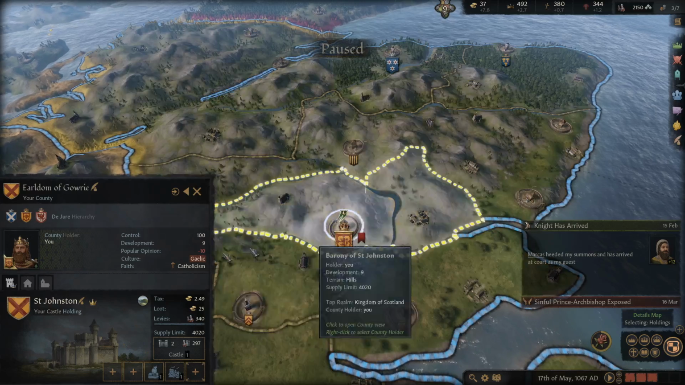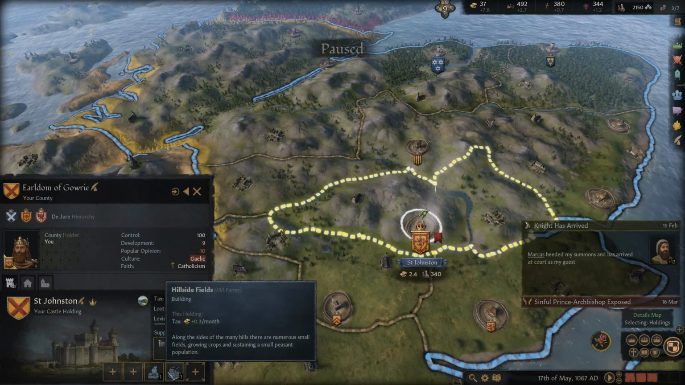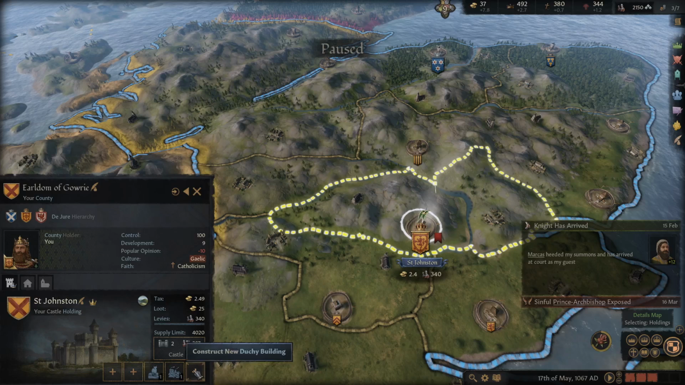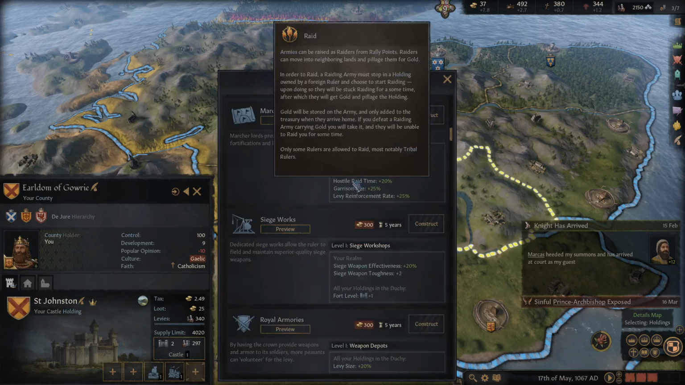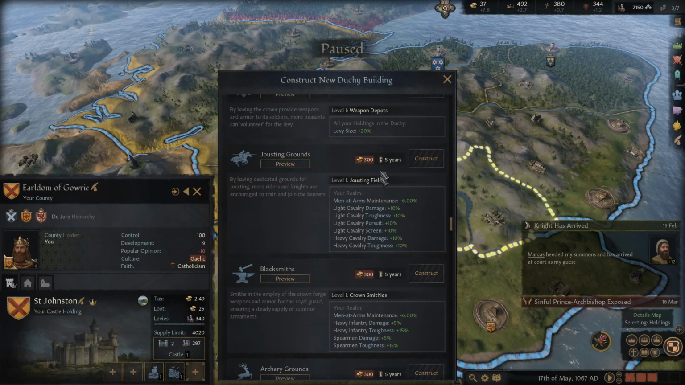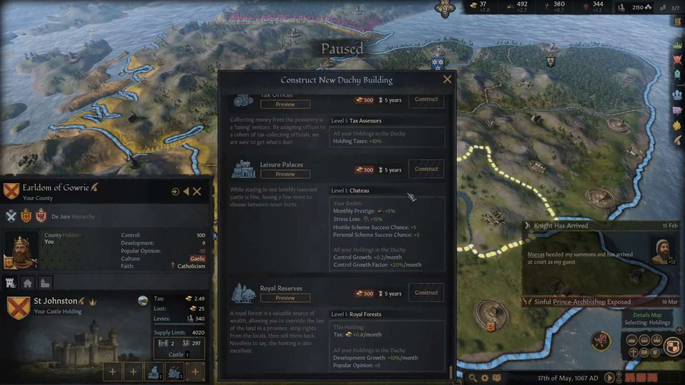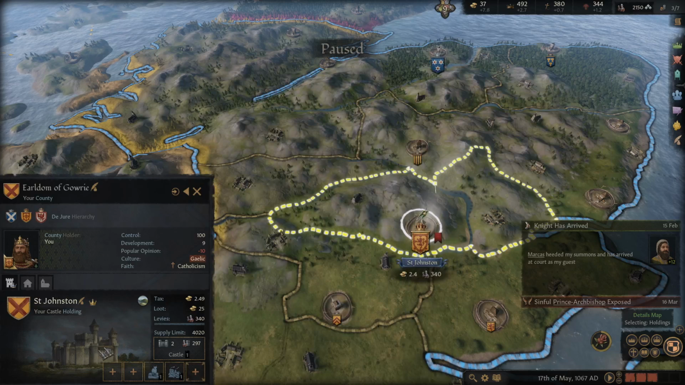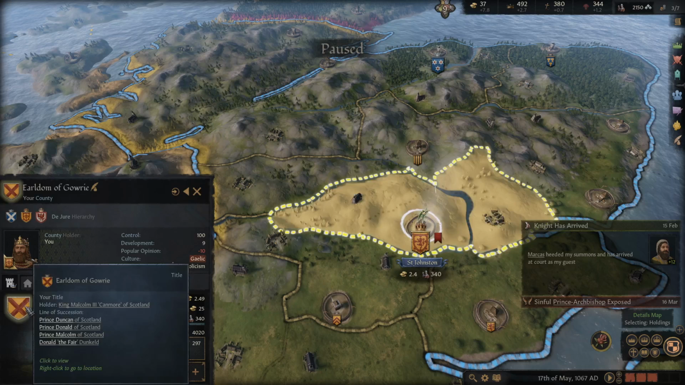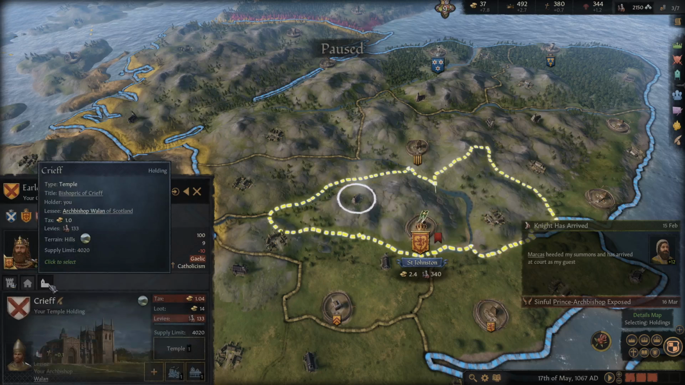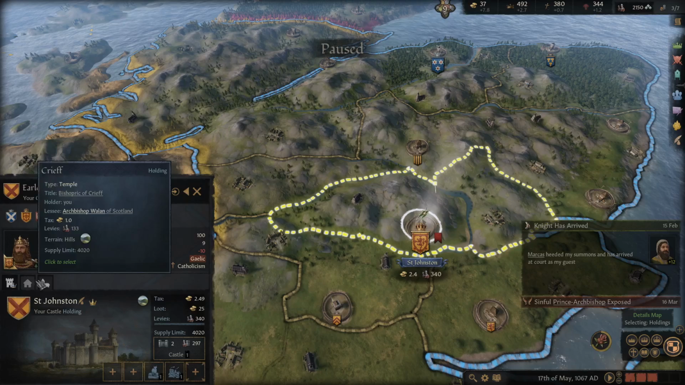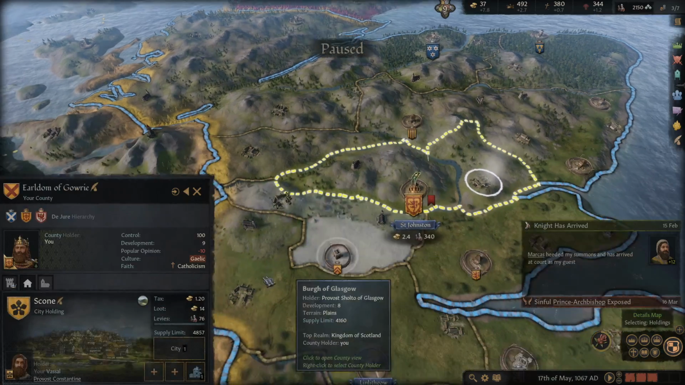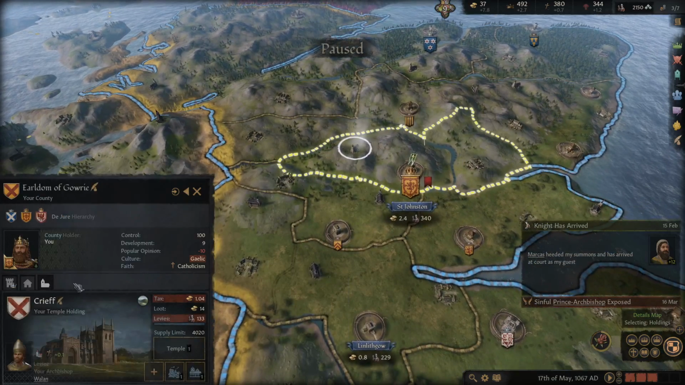So right there at St. Johnston. Okay, so we've got hillside fields and pastures. We need some sort of castle, I think. We have siege works and royal armories. Oh, but all these things are so expensive we can't really build anything yet, so I guess we shouldn't worry about it for now. We have Scone in the city and Criff.